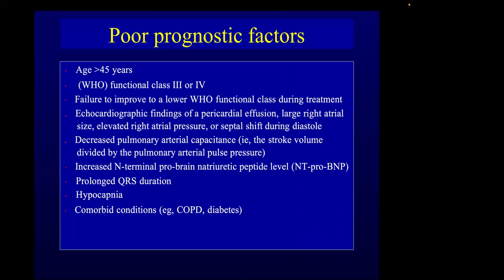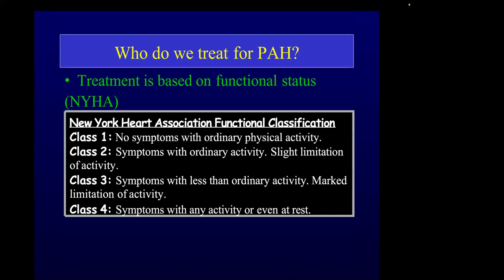Poor prognostic factors: age more than 45 years, WHO functional class 3 or 4, failure to improve to a lower WHO functional class during treatment, echocardiographic findings of pericardial effusion, large right atrial size, elevated right atrial pressure or septal shift during diastole, decreased pulmonary artery capacitance (stroke volume divided by pulmonary arterial pulse pressure), increased NT-proBNP level, prolonged QRS duration, hypocapnia, and comorbid conditions like COPD and diabetes.